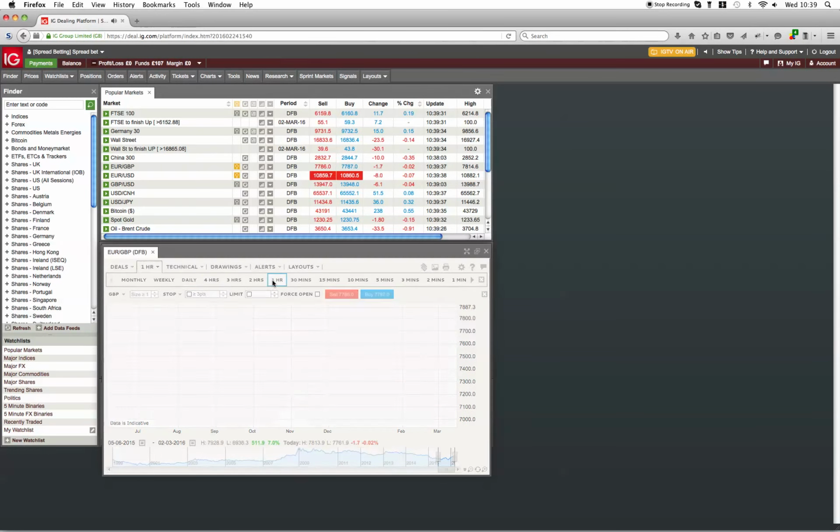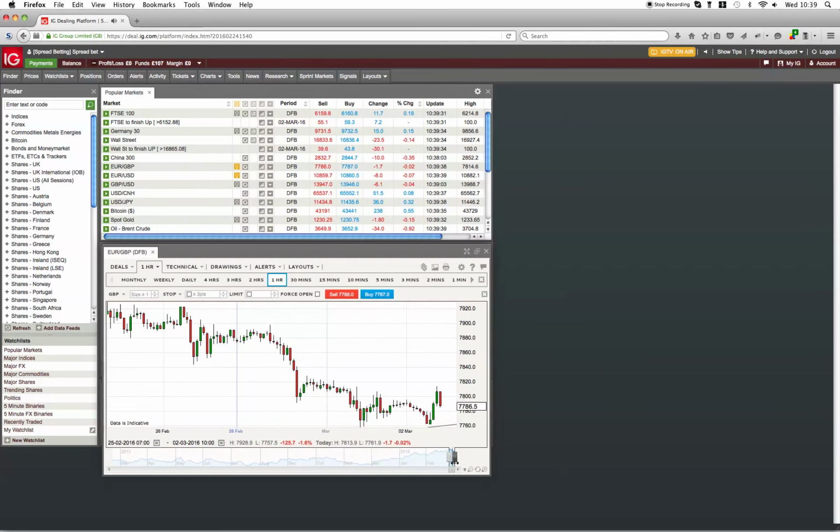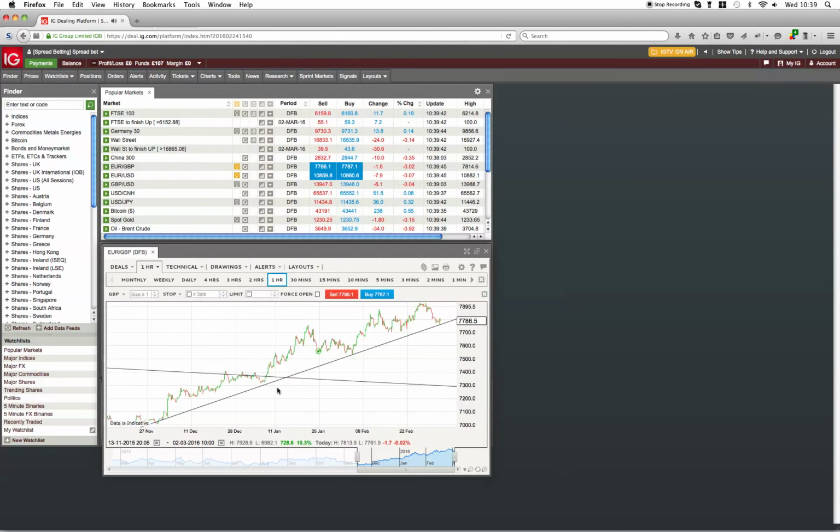So if we change to something like an hourly chart, remember to stretch out your model down here. You can see, we'll delete this old red line that's come from somewhere else. Bouncing off here, and going up again. The more it bounces off this line, the greater confidence you can have trading that break when it finally does go.